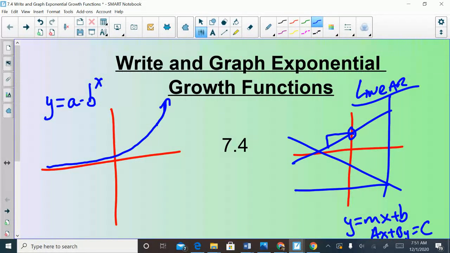A and b are going to represent important things as well that you are going to be able to discern from the graph. You'll be able to look at the graph and pick out the a and pick out the b.